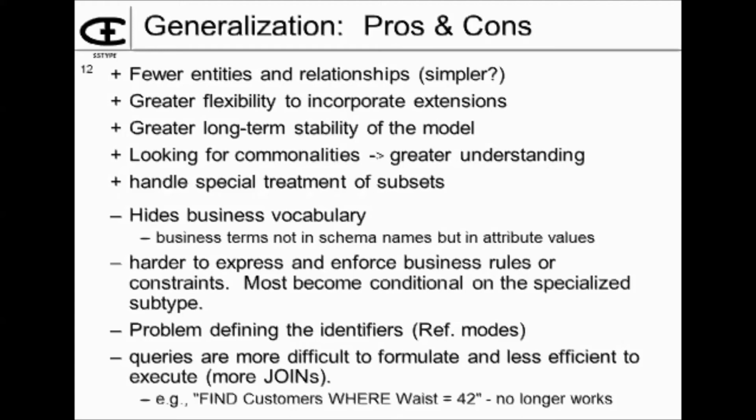Downsides, it hides business vocabulary. You can no longer talk about waist size. You can't say, give me all of those people who have a waist size equal to something, because the system doesn't understand waist size as a column heading. You have to say where measurement type equals waist size. It's harder to express and enforce the business rules. We talked about that. We need to have conditional rules. But I don't know of any DBMSs today. I do know of one that existed in the past that allowed you to declare conditional constraints. And it would be so easy and simple to do that. You have a problem defining identifiers, reference modes. Queries are more difficult. And I'm showing you an example there. Find customers where waist size equals 42 no longer works.